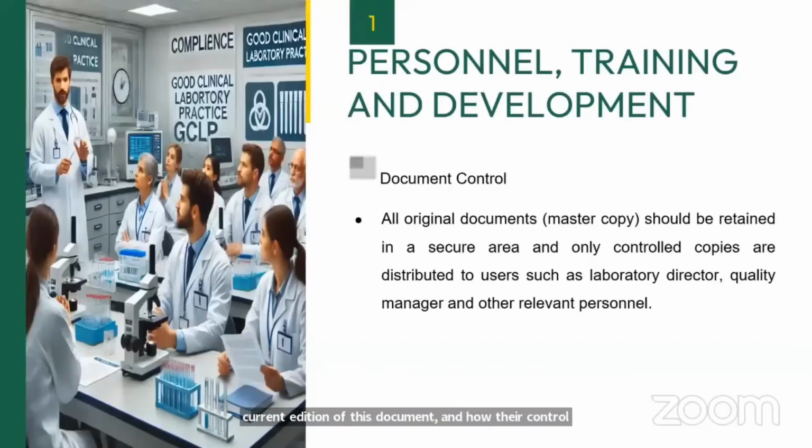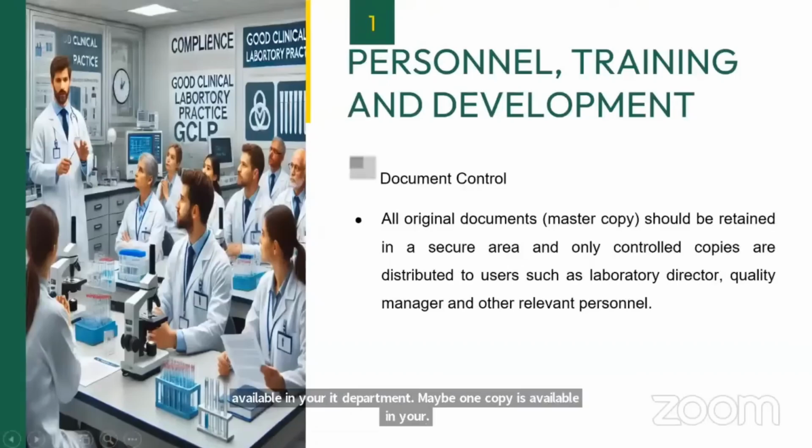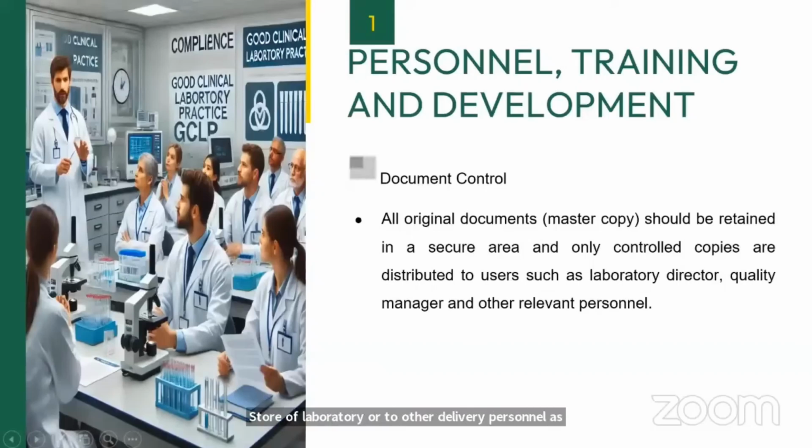So if there is a document, suppose a quality manual, and you have 10 copies of the quality manual, then to whomsoever you have distributed them, you should have a specific list. Maybe one copy you have given to the laboratory director, one copy to the quality manager, maybe one copy is available in the reception of your laboratory, maybe one copy is available in your IT department, maybe one copy is available in the store of your laboratory, or to other relevant personnel as mentioned here. So you should have control of all these copies. All these copies are under your document control.